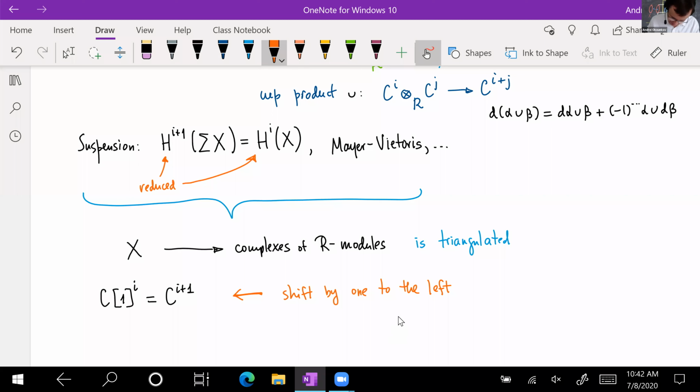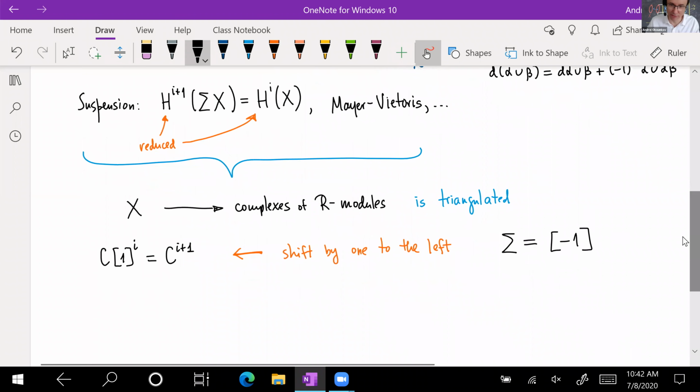I admit this, among many weaknesses, is one. Since the suspension moves cohomology the opposite way, this means the suspension should be like the shift by -1. That's my understanding of the convention. And then in the category of complexes, we have a notion of a triangle.